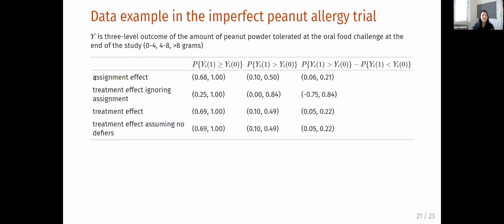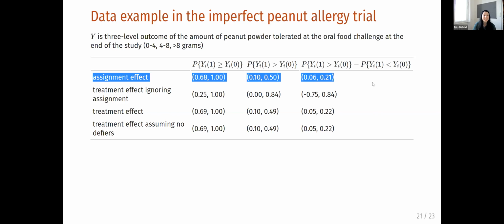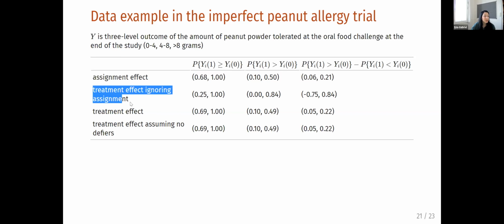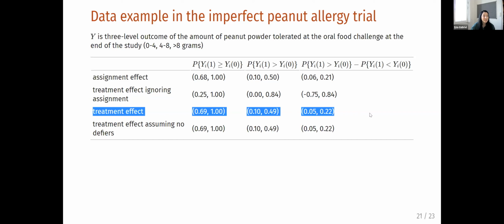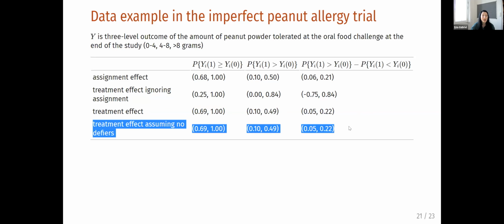So these have slightly different names, but the assignment effect, that's the perfectly randomized trial, except we use the randomization. So you can think of this as a perfectly randomized trial, but for the ITT effect. And then the treatment effect, ignoring assignment, that would be the completely observational setting. The treatment effect, this is the treatment effect in the IV setting, so the non-compliant setting, but not assuming no defiers. And then this is the same effect, assuming no defiers.